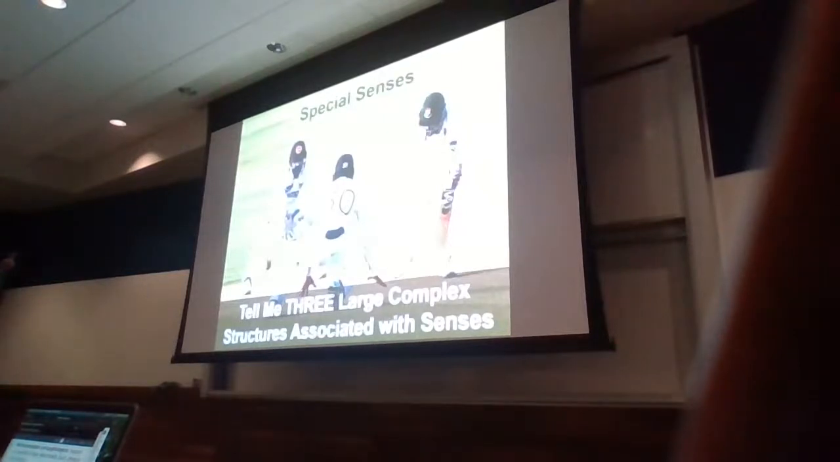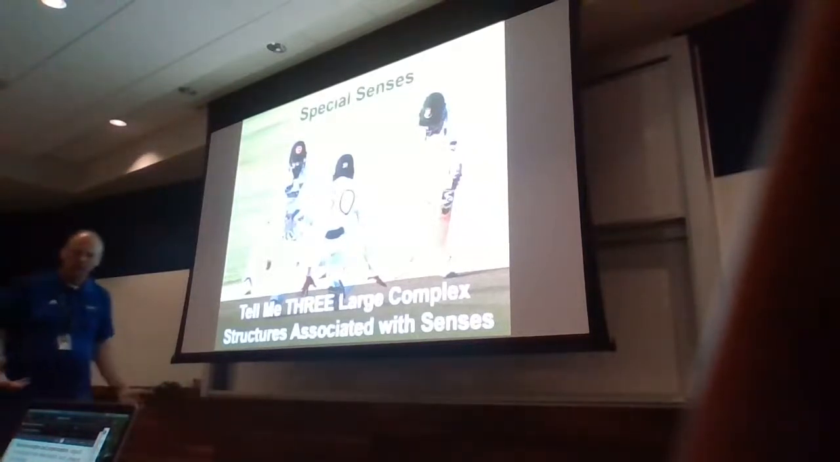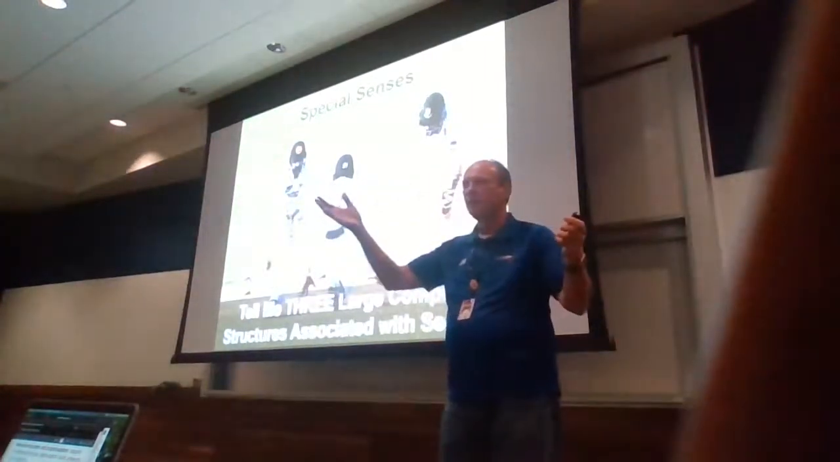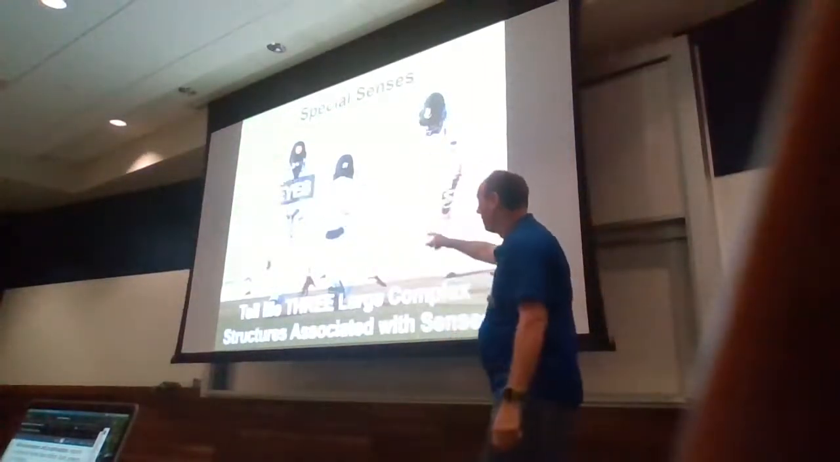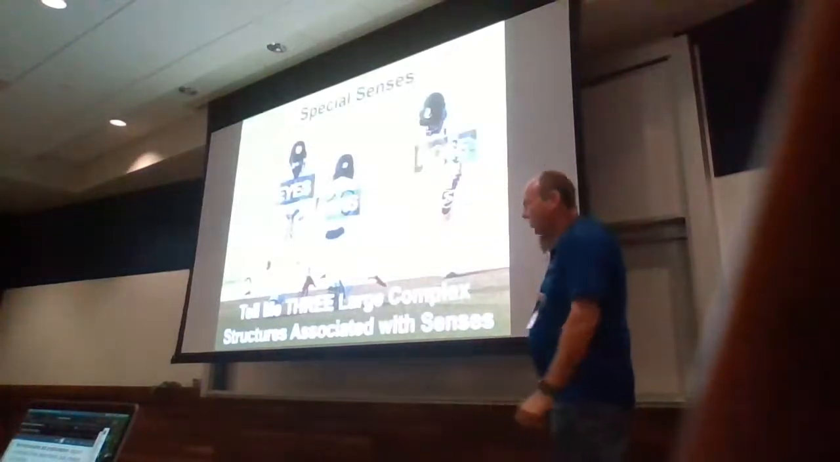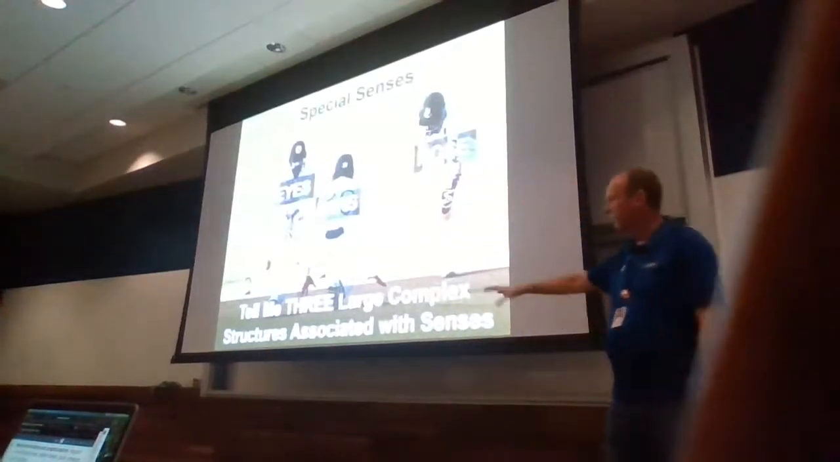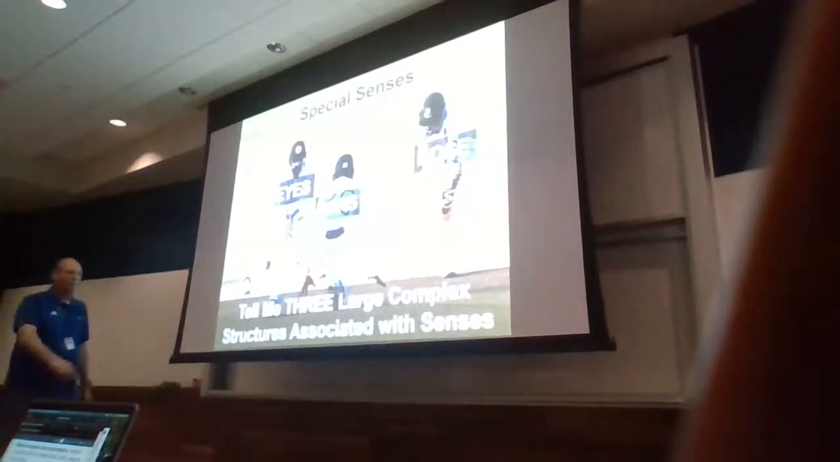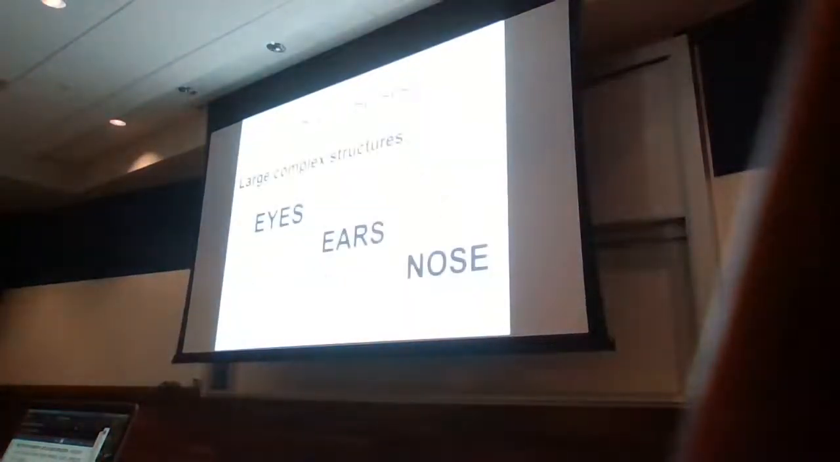All right, I've got a question for you. I want to know three large complexes that are associated with senses. Eyes, nose, ears. All three of these large complex structures are associated with sensing our environment. All right, so let's start with it.